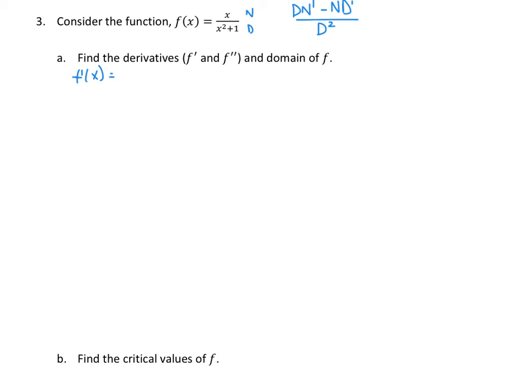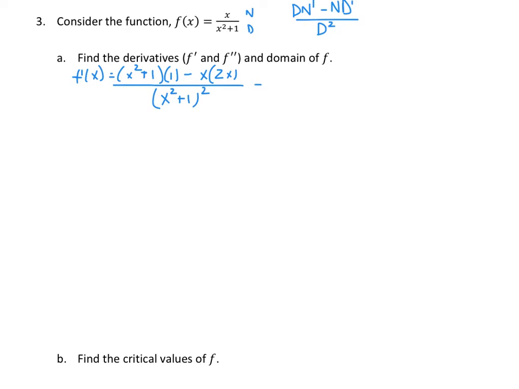So starting out with the denominator, which is x squared plus 1, and then times the derivative of the numerator, which is just 1. Derivative of x is 1. Minus, and then we take the numerator, which is x, times the derivative of the denominator, which in this case is 2x. And then that's all divided by the denominator squared. So we have x squared plus 1 quantity squared.